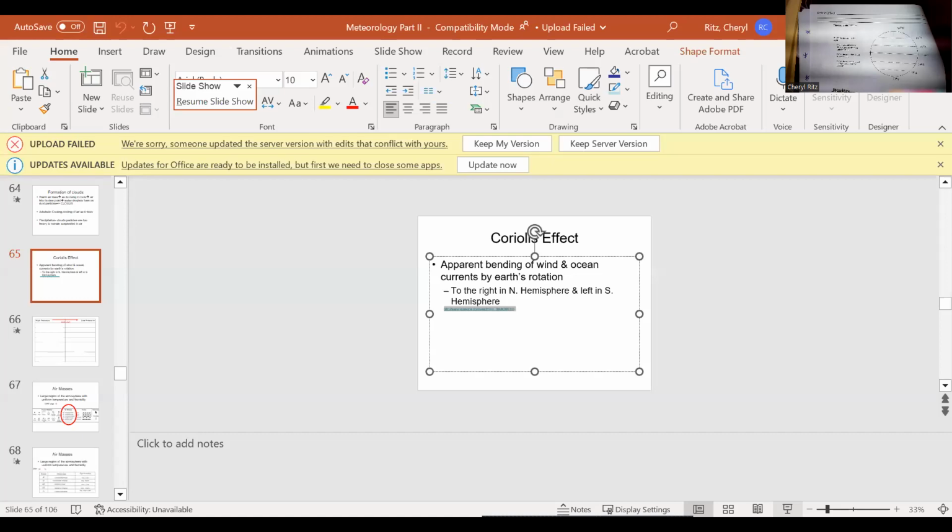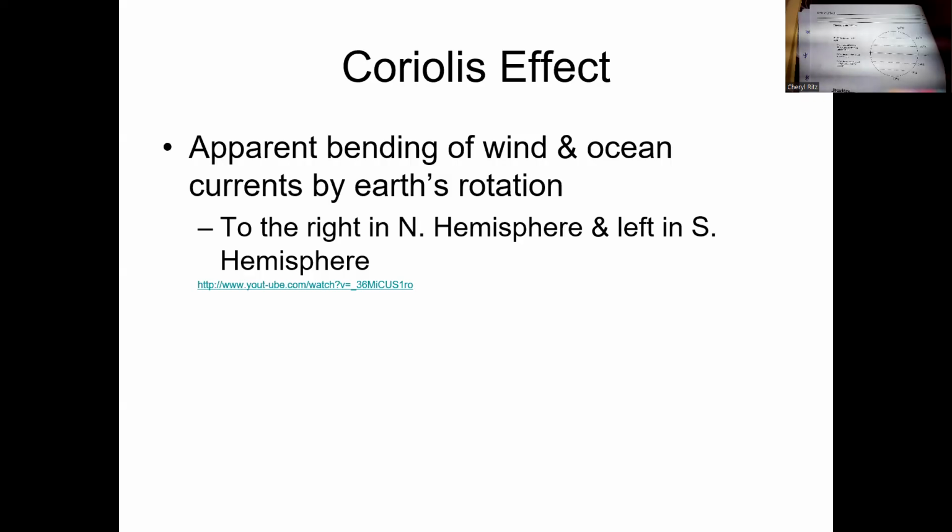All right. Here are the notes that need to go on the top of page 48. And this is that the winds appear to bend. So the apparent bending of the winds and ocean currents due to Earth's rotation. This will be different depending on if you're in the northern or the southern hemisphere. In the northern hemisphere, all of the winds will bend to the right. In the southern hemisphere, they will all bend to the left.